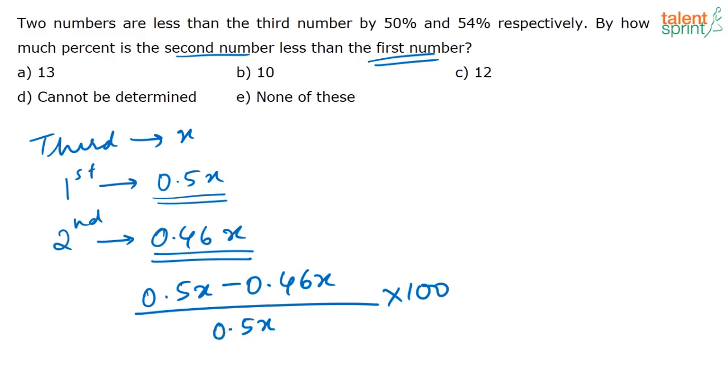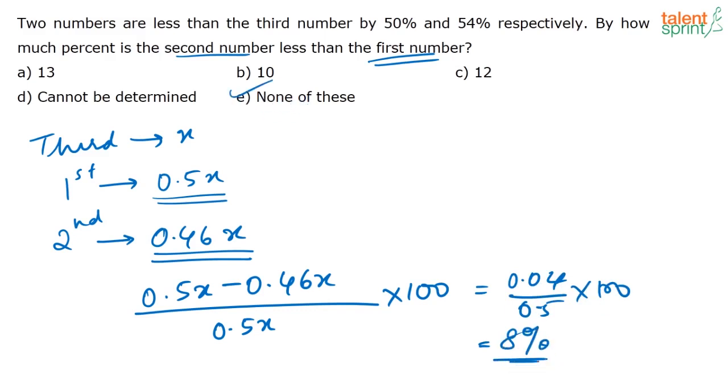In this question, they are asking by what percentage is the second number less than the first number. So, this is our base. That's why the denominator has 0.5x. When you solve this, you get 0.04 divided by 0.5, into 100, which is equal to 40 by 5, or 8%, which is none of these.